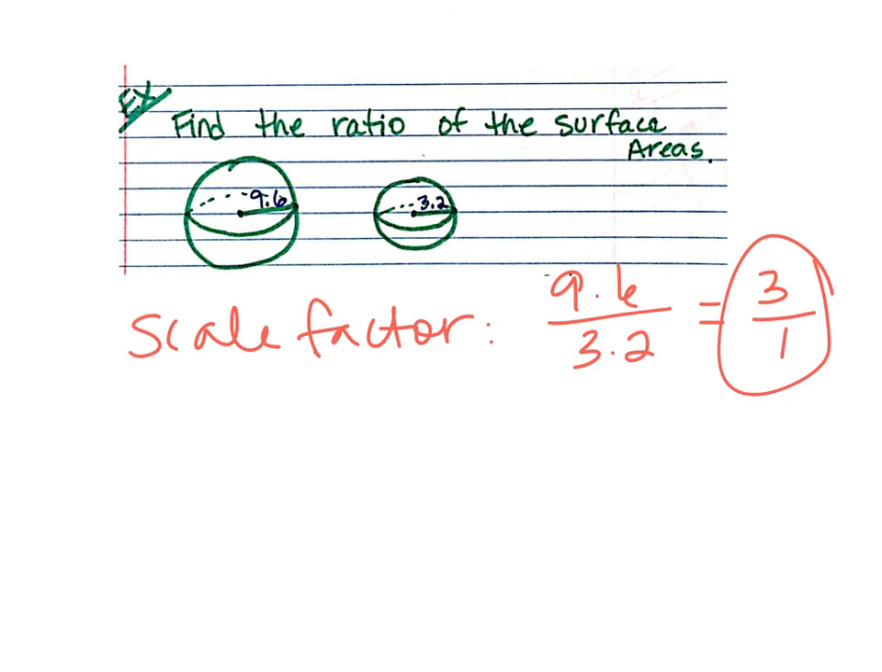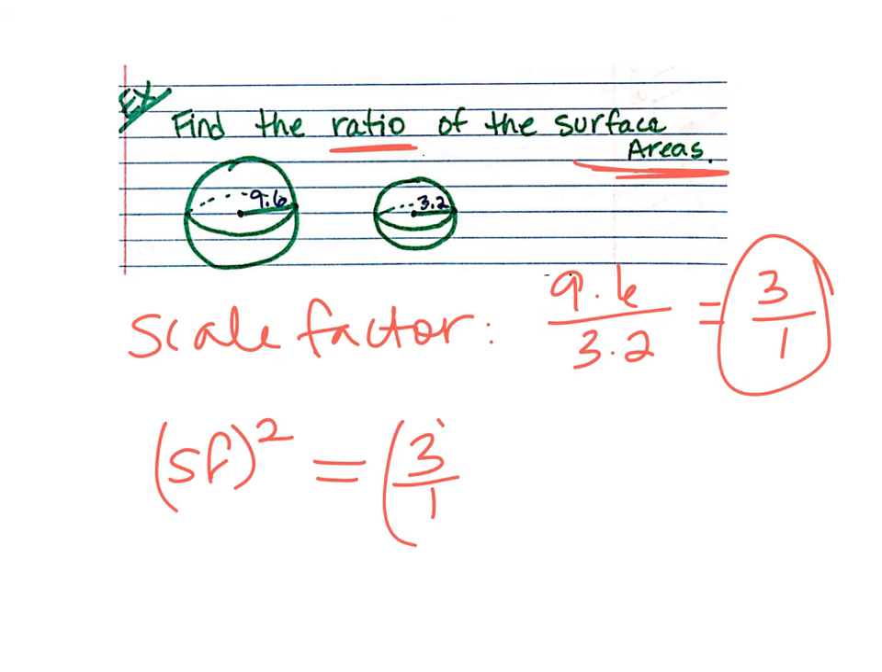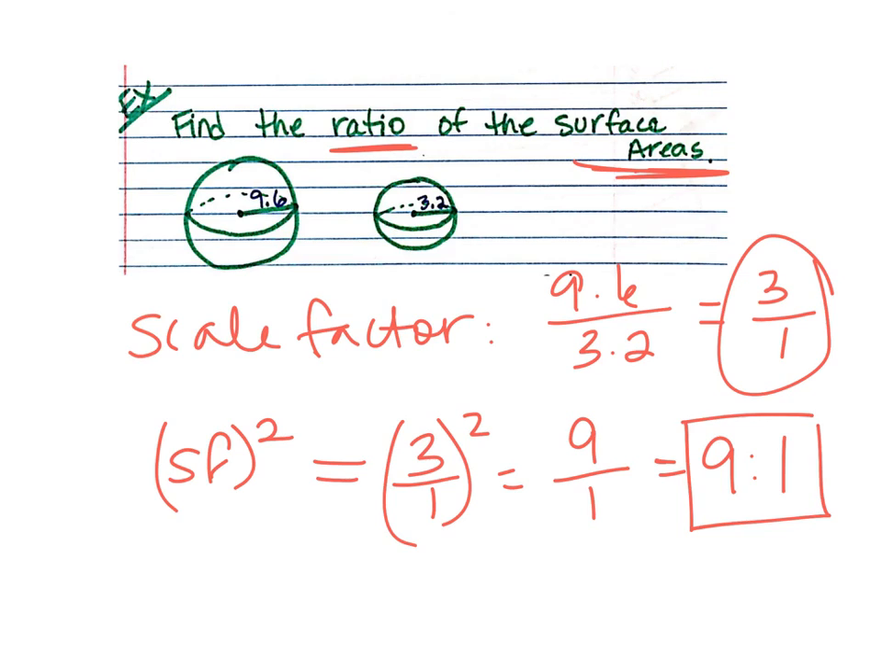So when we want to find the ratio of the surface areas, we take the scale factor and we square it because it's areas. If it were volume, we would cube it. So that is 3 over 1 squared, which is 9 over 1, or 9 to 1. So this would be our ratio of the surface areas.